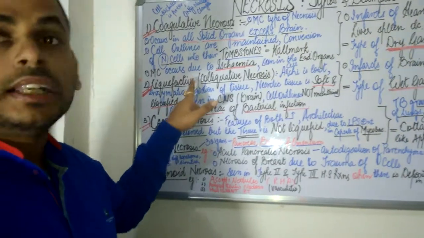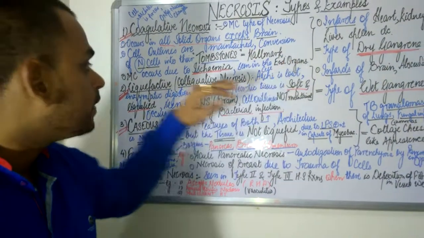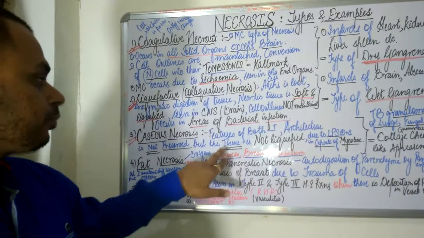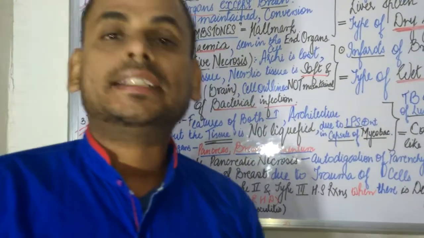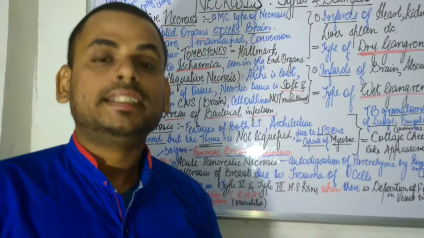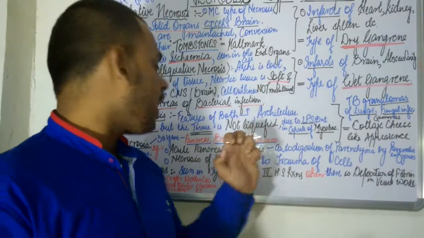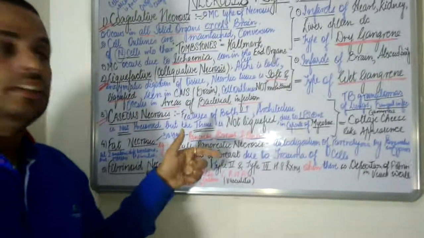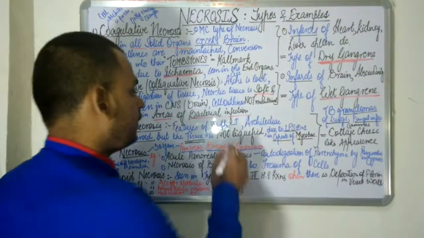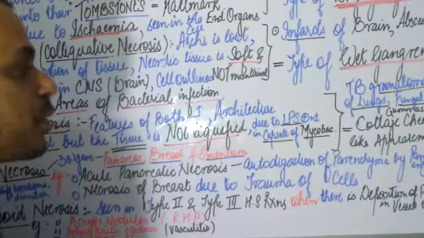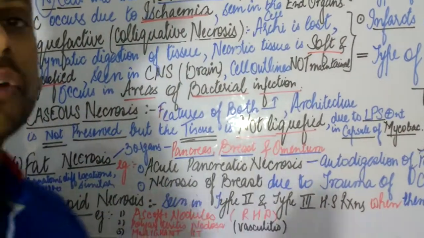Now, in contrast with liquefactive necrosis, there the architecture is also lost, but the tissue gets liquefied. Whereas in caseous necrosis, the cellular architecture is not preserved, but the cells do not get liquefied. The cells are not liquefied.